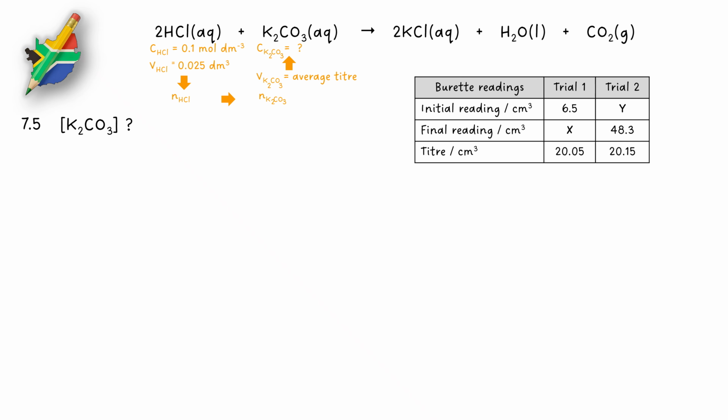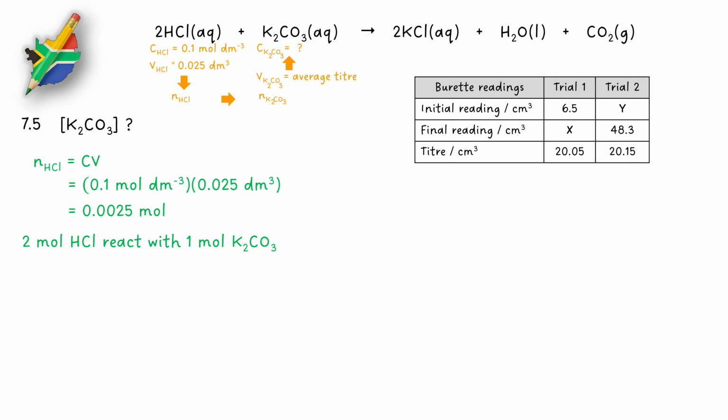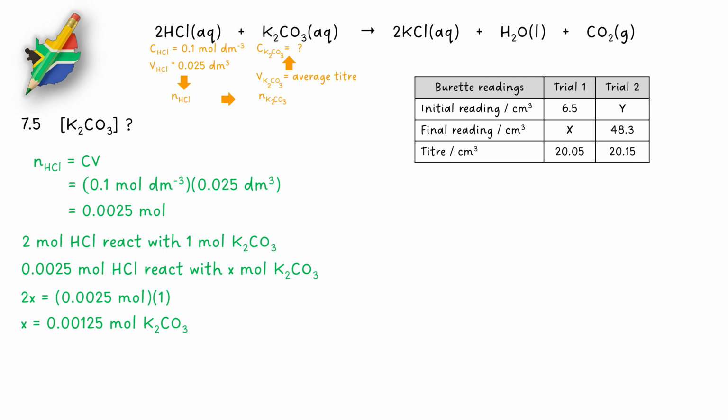the average titer. So we can start by taking the concentration times the volume of the acid, and we get 0.0025 moles of acid reacted. From the balanced equation stoichiometry, we can see that for every 2 moles of acid reacting, 1 mole of potassium carbonate reacts. And since 0.0025 moles of the acid reacts, we know that X, which is the moles of potassium carbonate that reacts, will be half. Solving for X, we get 0.00125 moles of potassium carbonate that reacts.